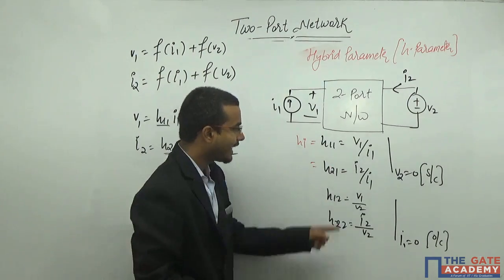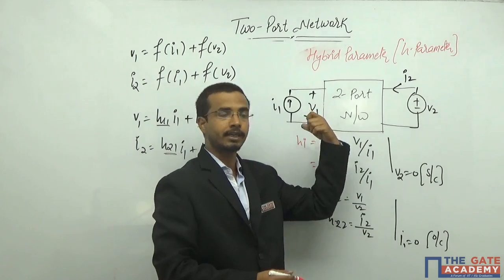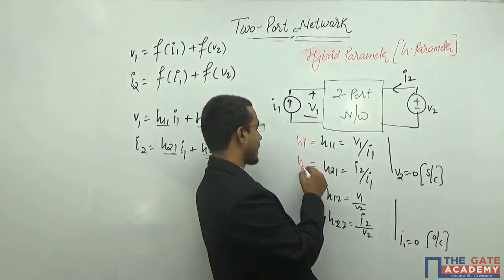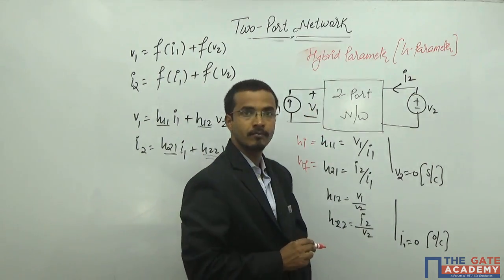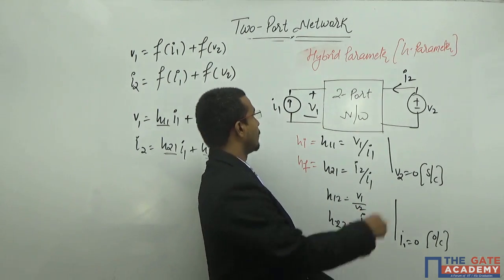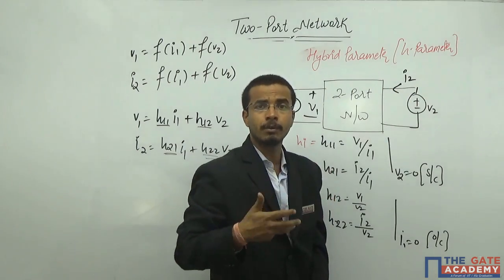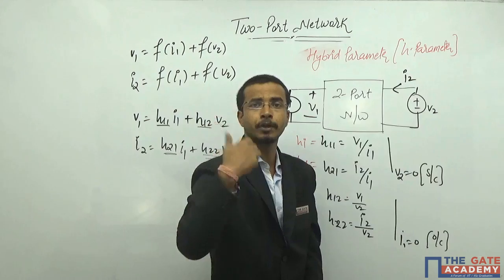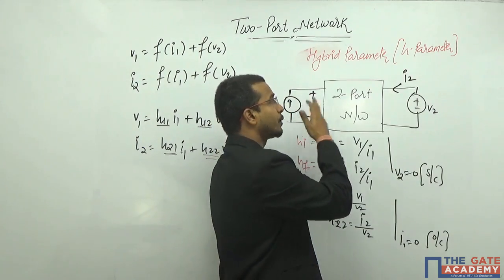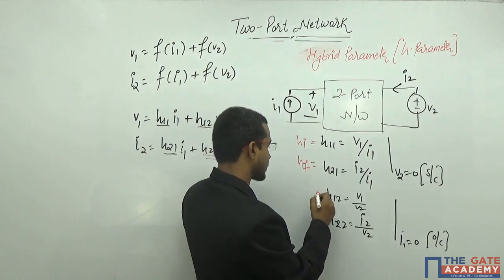Then I2 by I1, that is the output current divided by the input current. That is why it is also known as the HF. Now this H12 is V1 upon V2. Generally my expectation is output upon input, but here I am doing input upon output. That means I am reversing the gain. That is why it is also known as the HR.